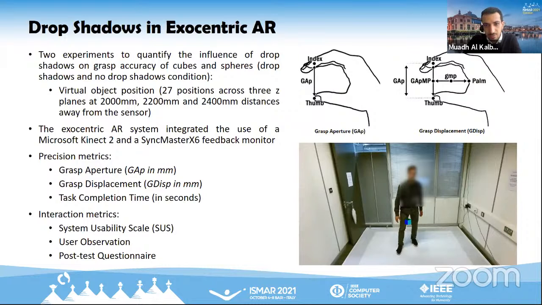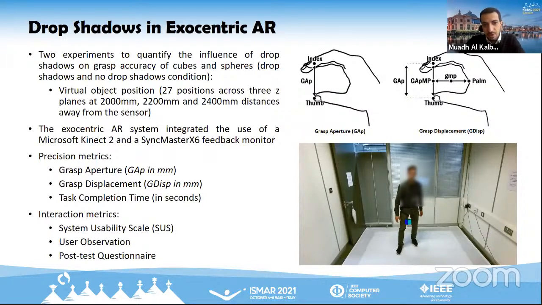We also use grasp displacement, which is kind of novel to this work. We couldn't just use grasp aperture in an exocentric augmented reality environment because grasp aperture needs tactile feedback in order to give you additional information other than the hand opening. By just using grasp aperture, we didn't really have any position information regarding where the grasp is in relationship to the virtual object. So we use grasp displacement, which measures the grasp middle point by getting the middle point between the palm and the grasp aperture middle point as well.